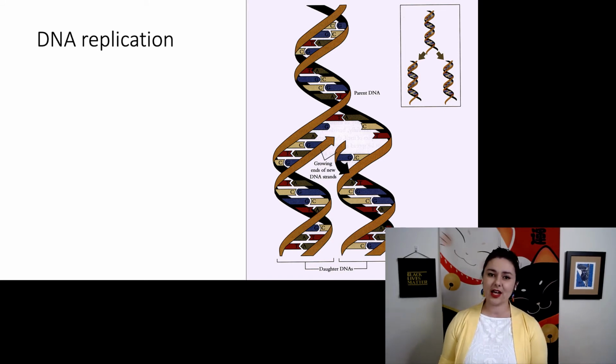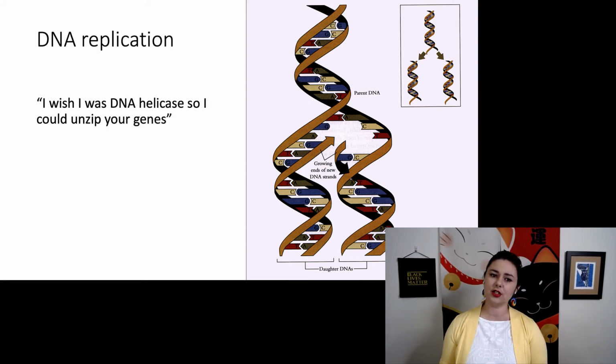And this goes back to that complementary base pairing, and that's why it's so important. Without that complementary base pairing, we wouldn't be able to reliably make new copies. But since we do have that, as long as you have a single strand, you can replicate it pretty much exactly. So if you've ever heard that cheesy pickup line, "I wish I was DNA helicase so I could unzip your genes," that's what it's talking about. And don't use this line on me.